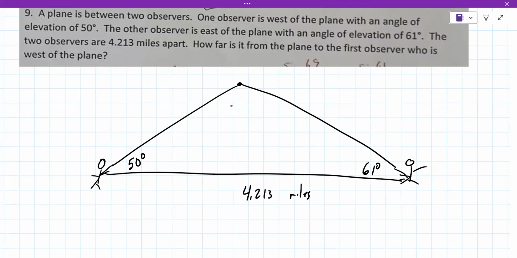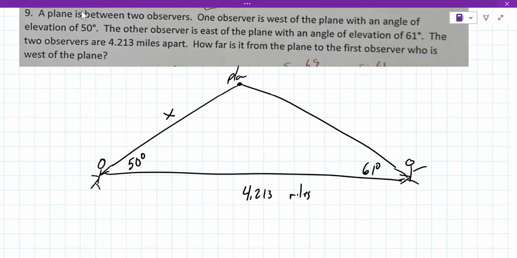How far is it from the plane to the first observer who is west of the plane? So they're looking for side X. How far is it from the plane up here to the first observer who is west of the plane? Do you agree with that? Yes. Okay. So this is where your assignment transitions from right angle trigonometry to non-right angle trigonometry.